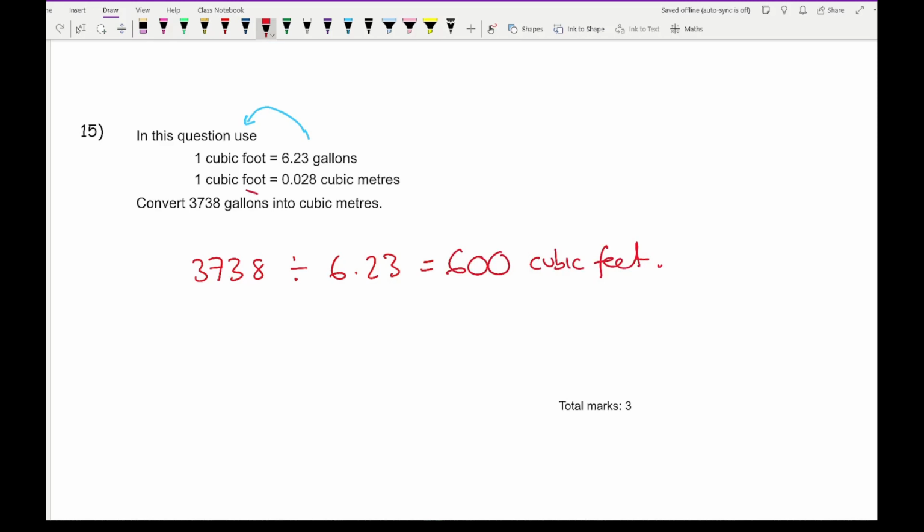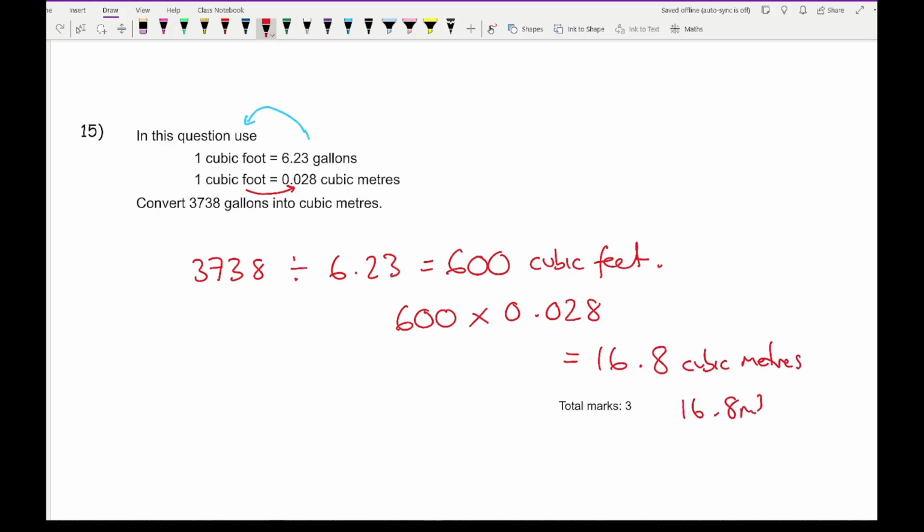And then what we want to do is convert that into cubic meters. So I'm going to do 600 multiplied by 0.028, and that gives me a final answer of 16.8 cubic meters, or 16.8 meters cubed.